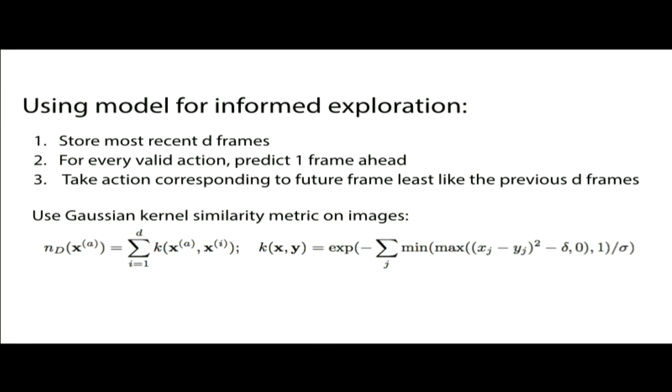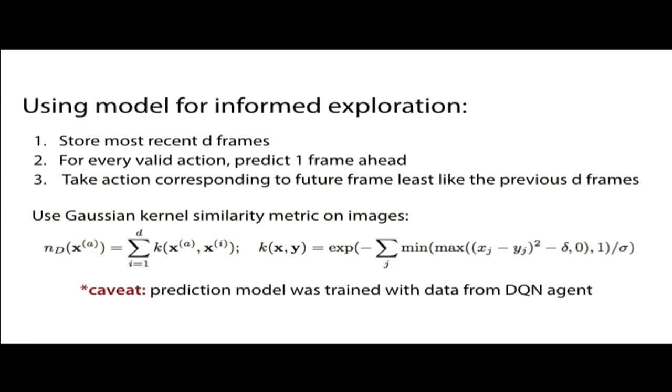And what do they mean by least like the previous D frames? They use the Gaussian kernel similarity metric on images using the equation here, and then they sum the similarity metric over the D frames in order to get a score for each frame, and then take the minimum per action.